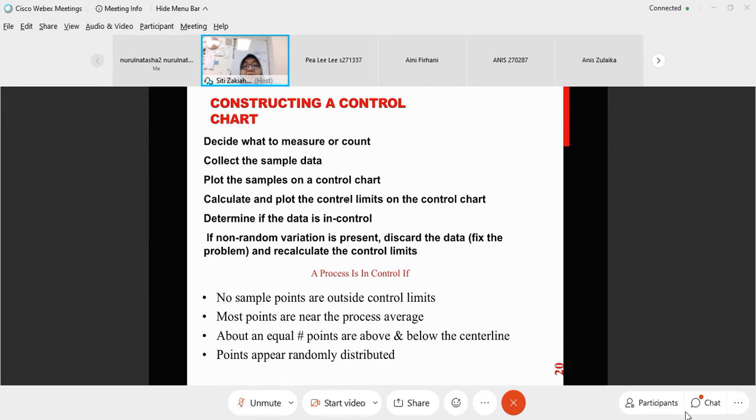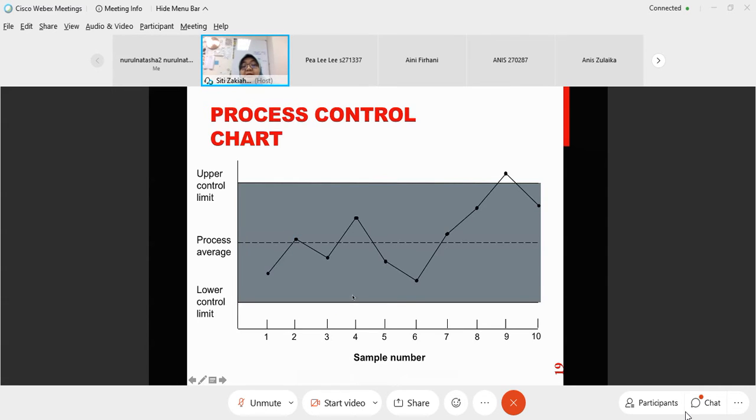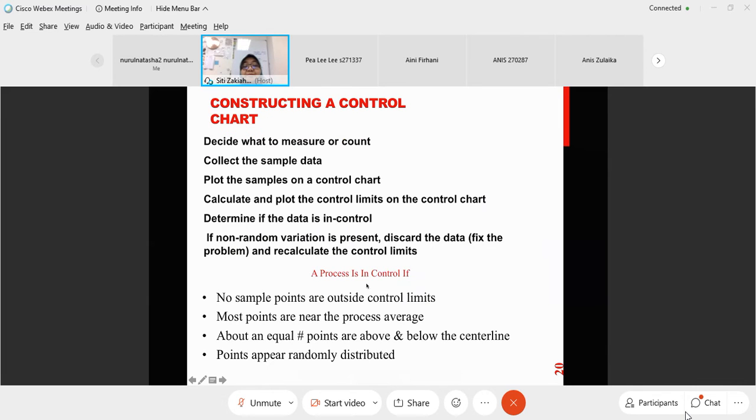Okay, so yang kita nak determine apa? No sample points are outside the control limit. Most points are near the process average. Dia nak kat sini. Near point-point tu dia nak kat sini. This one yang luar-luar ni kita we don't want. There's 1 point above the upper control limit so that we show that the process is not in control. So if about equal number of points are above and below the center line, points appear to be randomly distributed. Right?